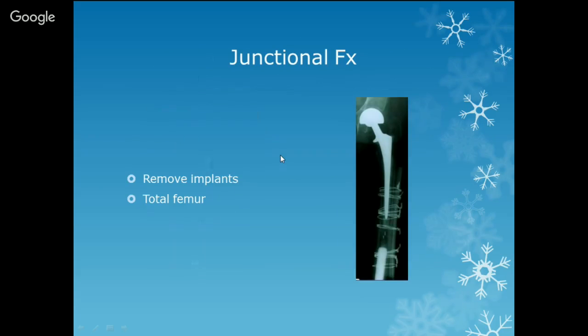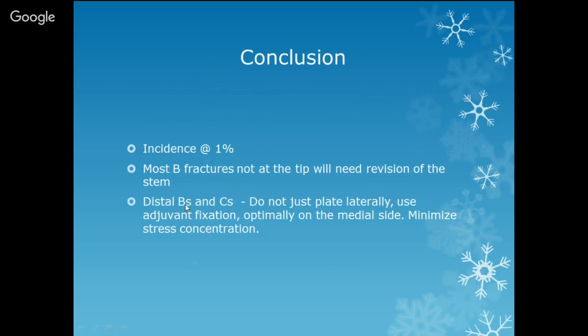Vancouver says if it is a junctional fracture, we have to remove the whole femur, the total femur. So the conclusion is that most B fractures not at the tip will need a revision stem. For distal B and C fractures, do not just plate laterally; use adjuvant fixation optimally on the medial side and minimize stress concentration. And that will be my last slide.